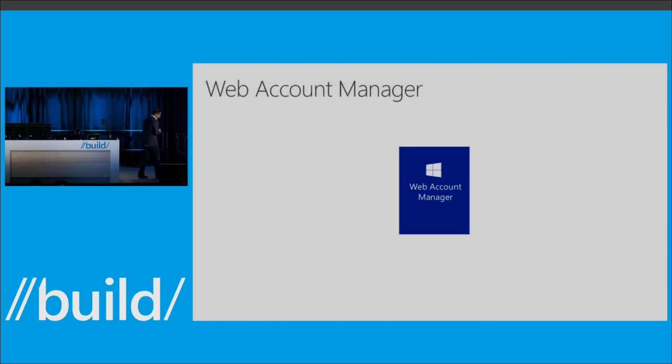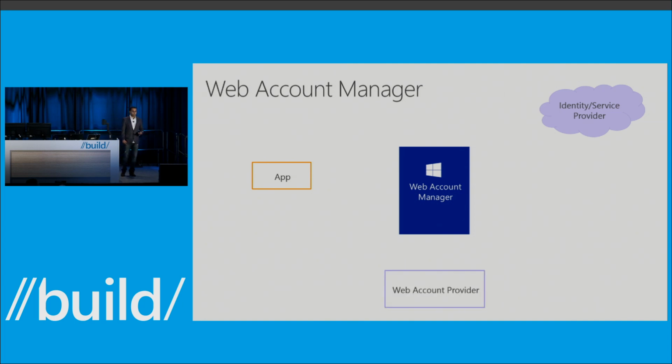So Web Account Manager is part of Windows. The actors involved are an application that wants to talk to an identity service or a provider. This could be one cloud, these could be many clouds. In order to make things look less complicated, I've just combined them in one cloud. And then there's the Web Account Provider. The flow usually is using the request token async API that I just showed you. You pass in the necessary context. Web Account Manager gets that request and processes it.